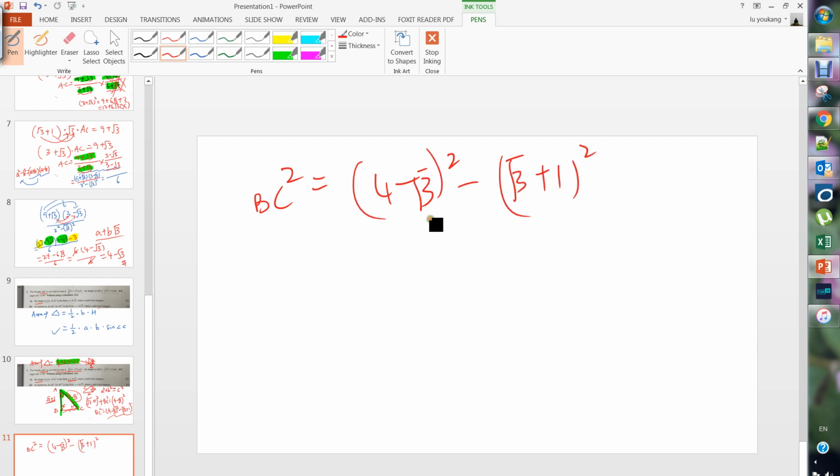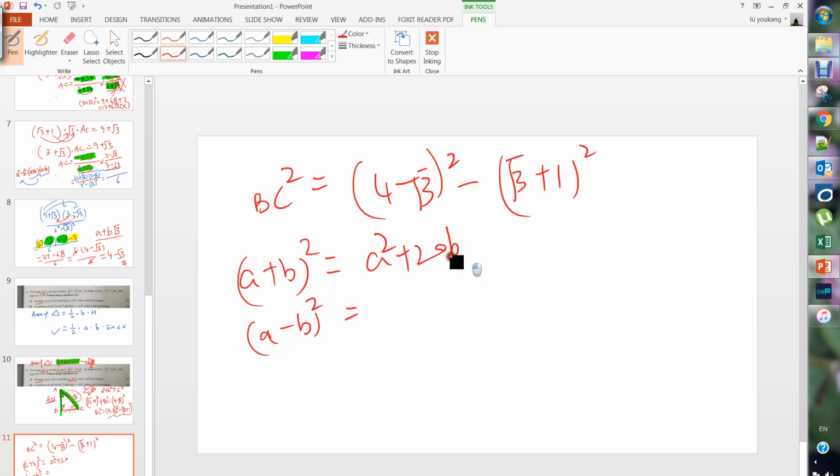Okay, so when it comes to opening a bracket here, you need to use these two formulas. You need to be very good with these two formulas. So this will give you this. By the way, this is your A, and then this will give you minus 2AB plus B square. So these are the two formulas you need to memorize. So I will do this first.